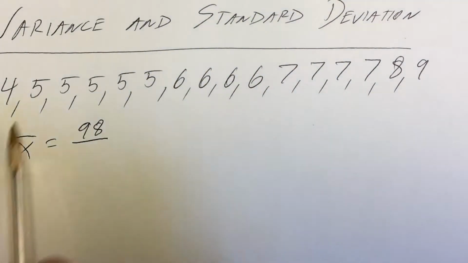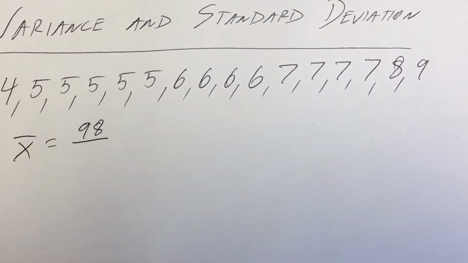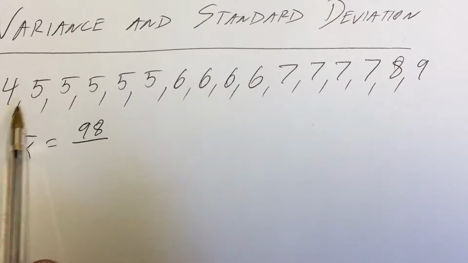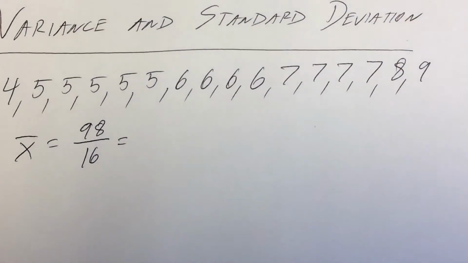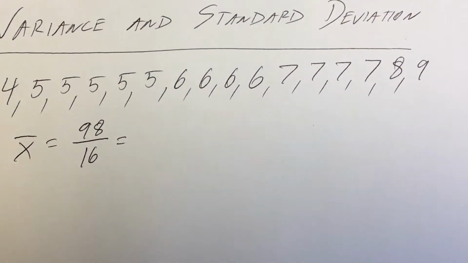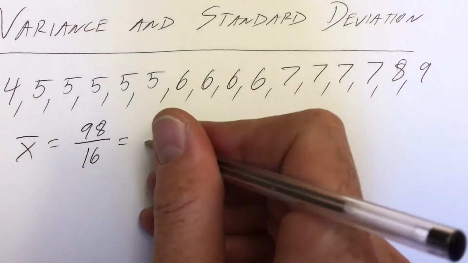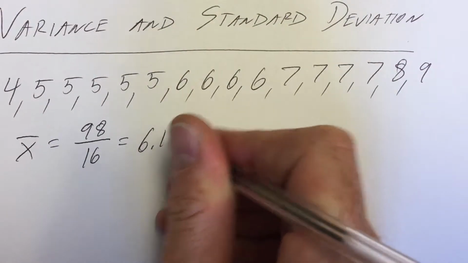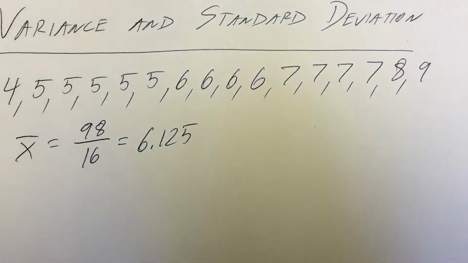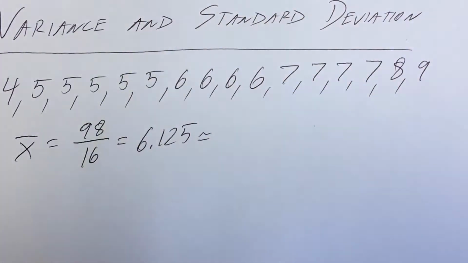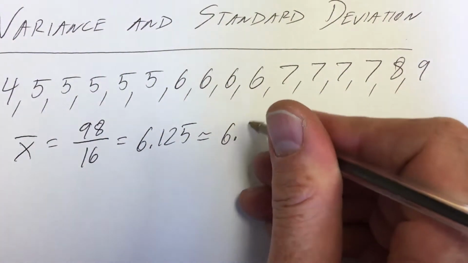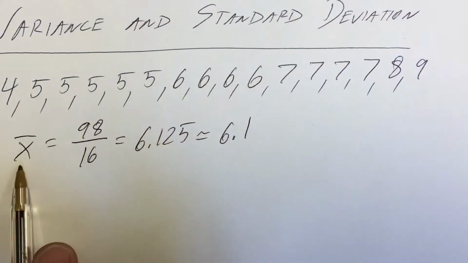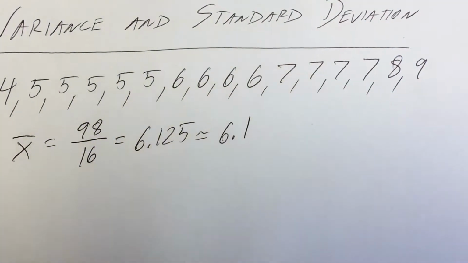To find the average of the data set, we can divide by the amount of numbers. Counting the numbers up, there are 16 numbers altogether, so we will divide by 16. 98 divided by 16 would be 6.125. If we want to round this decimal, we can take a single decimal place, so the average or mean, x bar of the data set, is about 6.1.